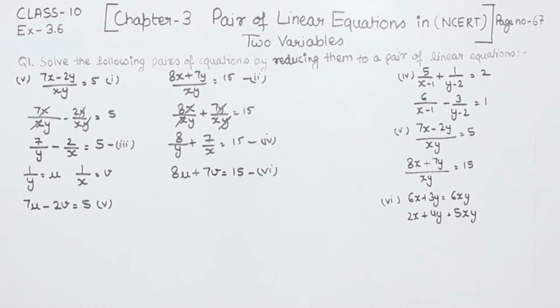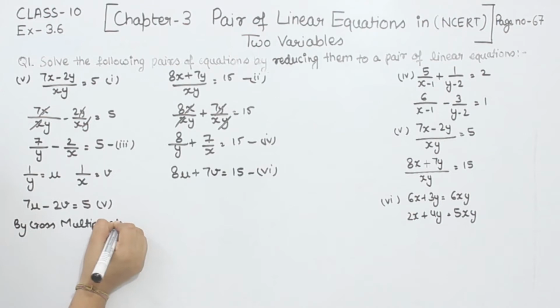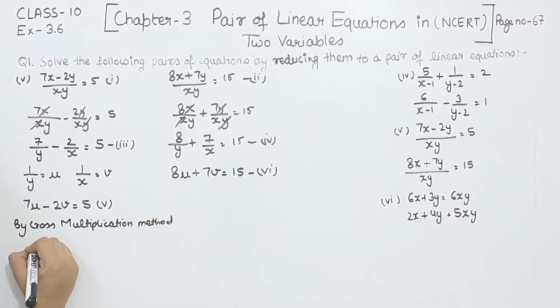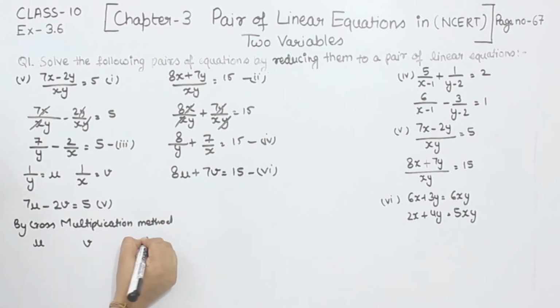Now we are going to solve this one by the cross multiplication method. So I am going to write here cross multiplication method. First of all, we are going to write the two variables we are having, u, v and the constant term.